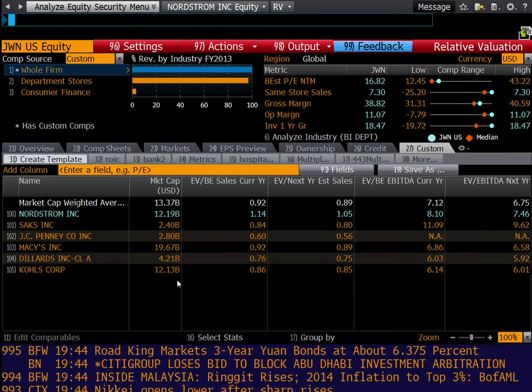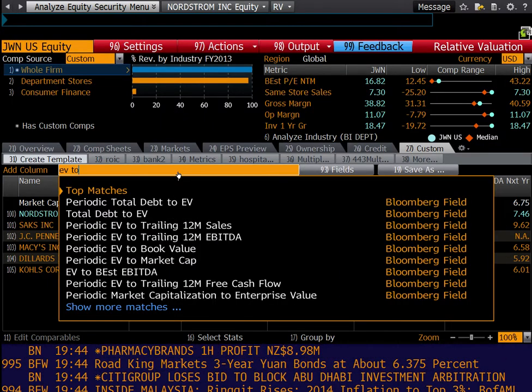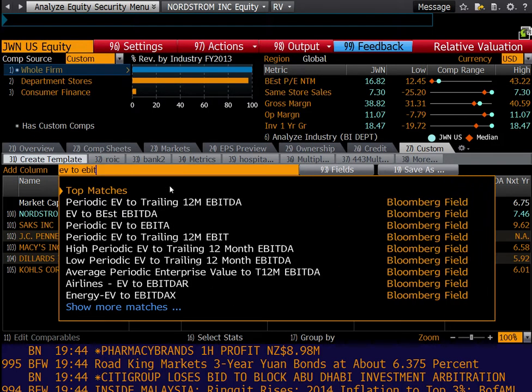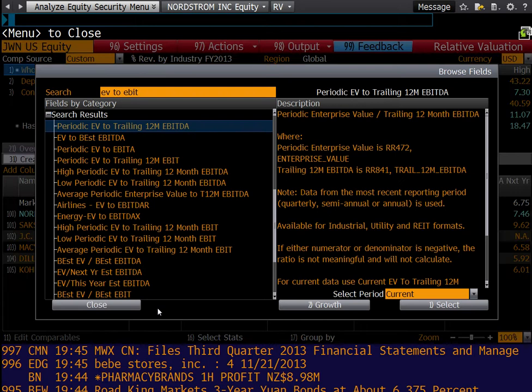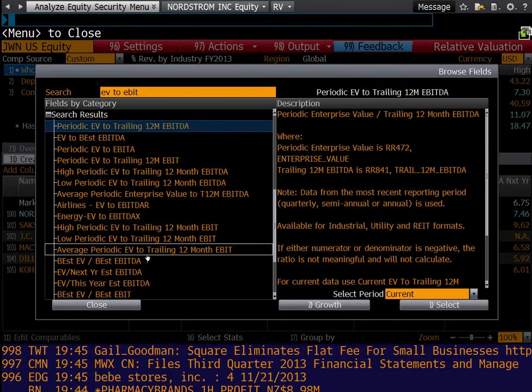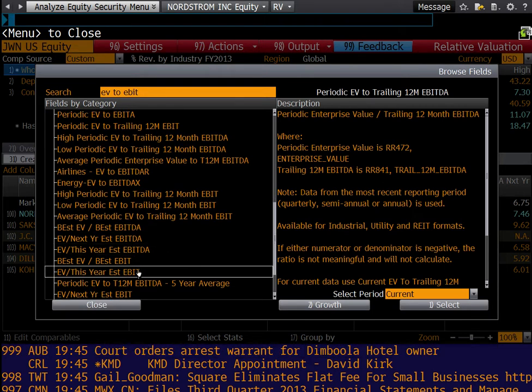EV, should I do it down here? EV to EBIT. Now it's showing me the EBITDA, so I'm going to show more matches. And I got EV to this year's estimated EBIT.